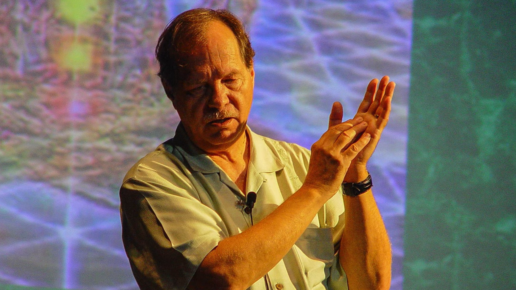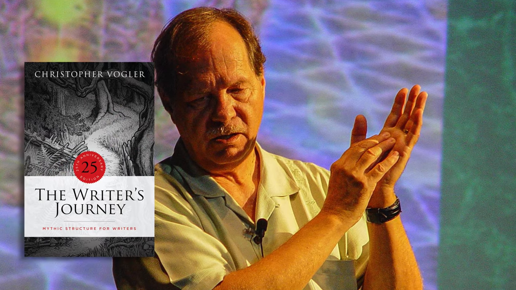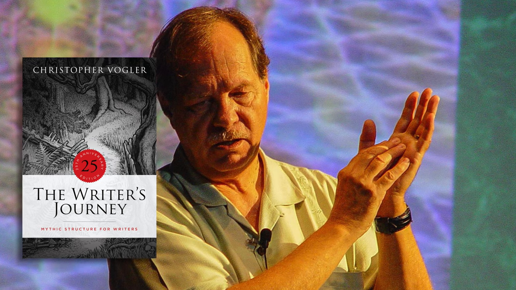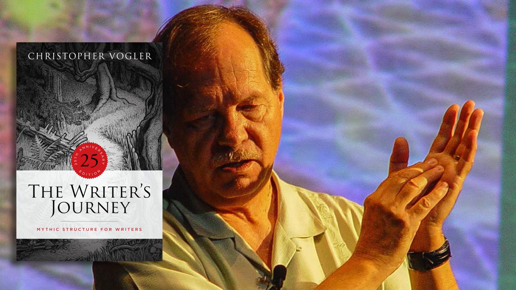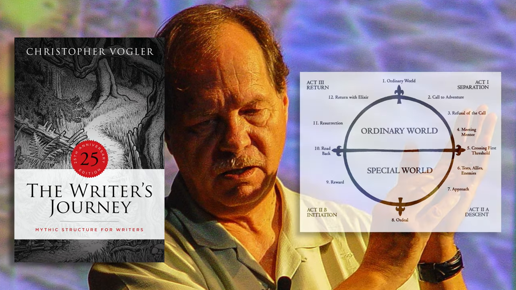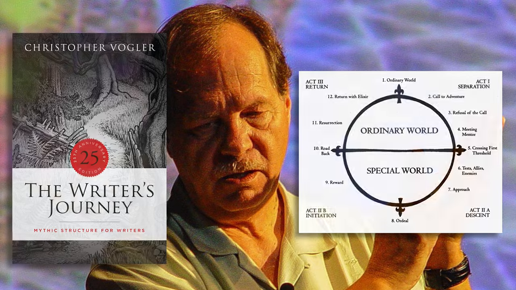Then, in 2007, Christopher Vogler, the Hollywood development executive, screenwriter, author, and educator, wrote a book inspired by Campbell's titled The Writer's Journey, Mythic Structure for Writers. This book is split into two sections. The first is about character archetypes that you would usually see in a story. The second part of the book goes through all 12 steps of the hero's journey, chapter by chapter.